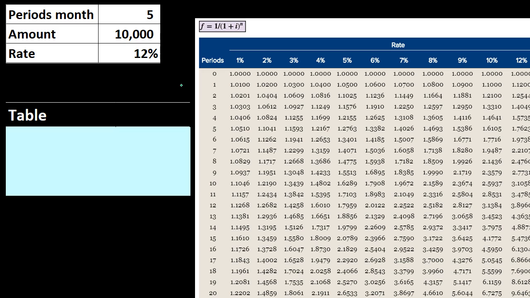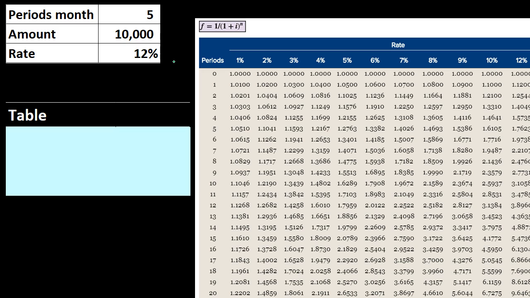We can use the tables as long as we use the same period in terms of the rates and the number of periods. The periods we can't change on the table. It is what it is. It's going to be 5 periods. The rate we can change. So the rate we change by saying, hey, this is 12%. We want a monthly rate. Therefore, we can take that and divide it by 12, and that'll give us our monthly rate.